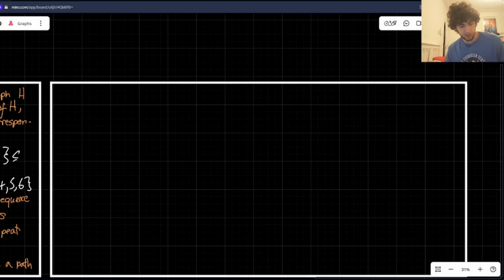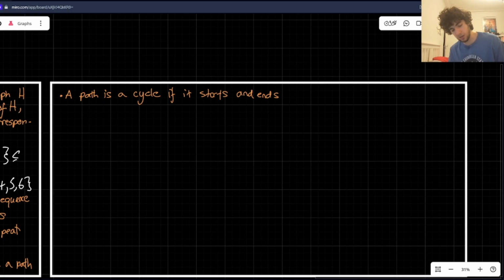we can now talk about things called cycles, right? So effectively just quite a lot of definitions here that you should be familiar with. So a path, and if not, well then watch this video. A path, we call a path a cycle if it starts and ends on the same node. So it's a path that starts and ends on the same node, effectively.